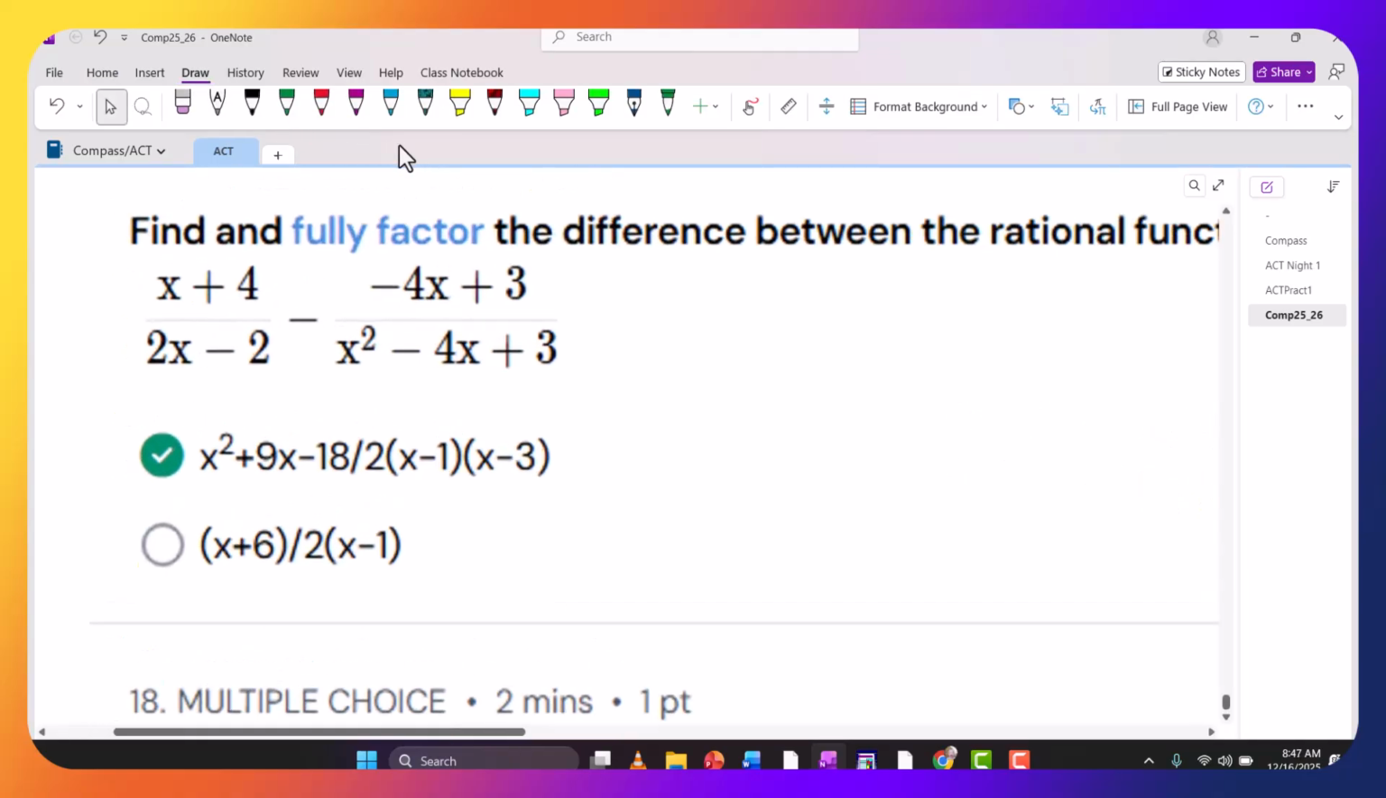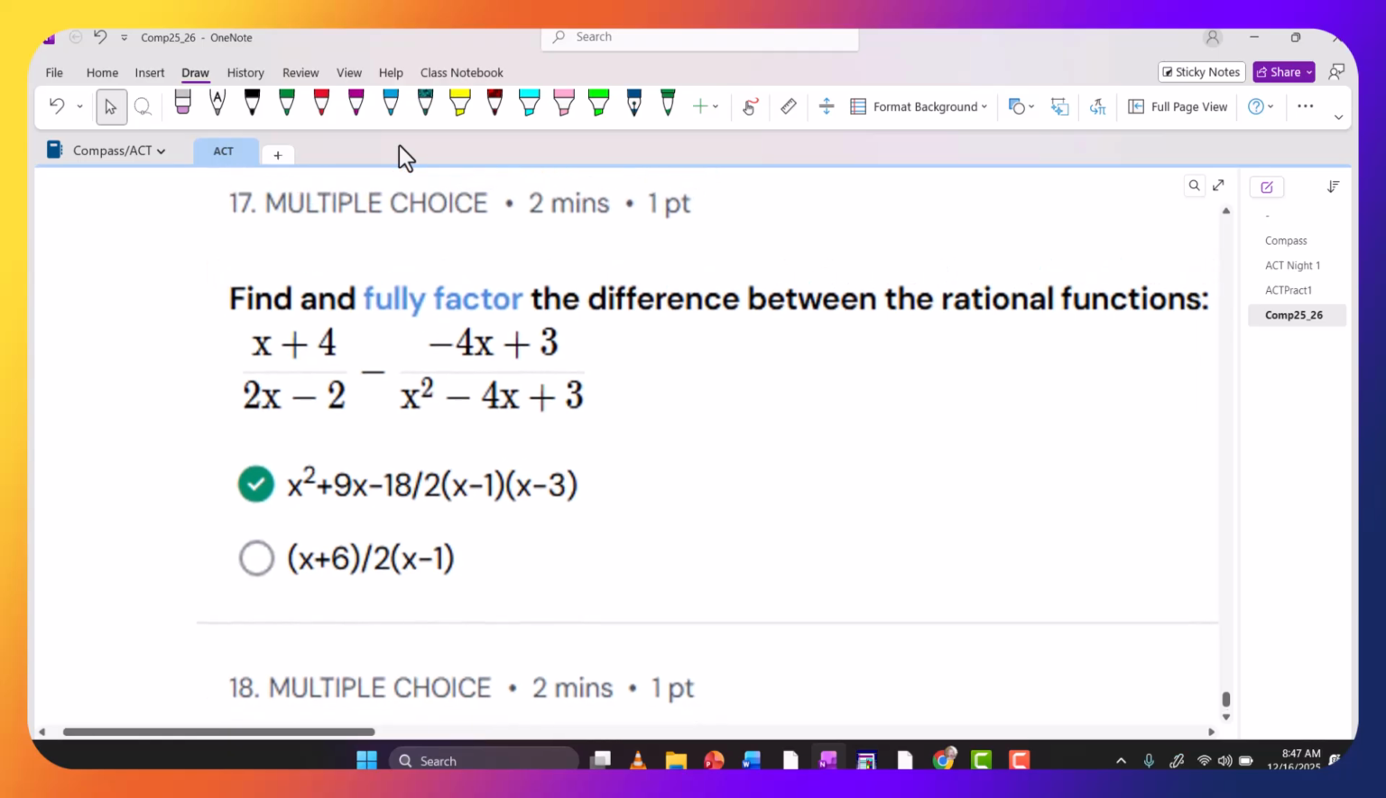So subtracting, this would have been number 17. First thing you got to do is get a common denominator. So that's x minus 1. And then this is, fortunately, x minus 1, x minus 3. So this one is missing a 2. This is getting a common denominator. This is grade school stuff.